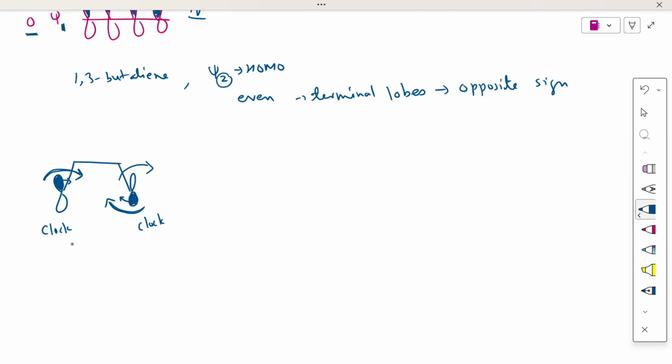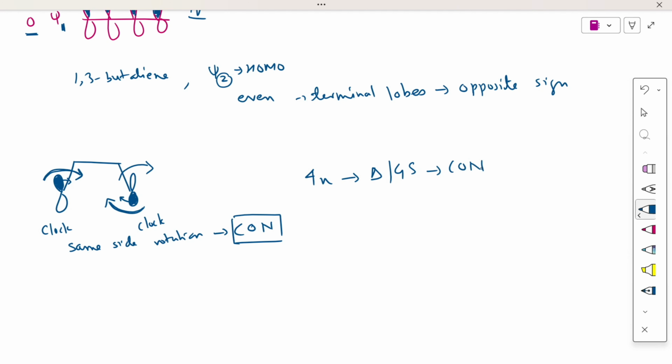So same side rotation, same side rotation, so it is con. முடிஞ்சு இருக்கு, ரொம்ப simple சொன்னேன் இல்லையா? So 4n system under thermal condition, we have taken the ground state, thermal condition, okay, you have con rotation. Very simple. Now நான் molecular orbitals பார்க்க தேவையில்லைன்னு சொல்லிட்டேன்.